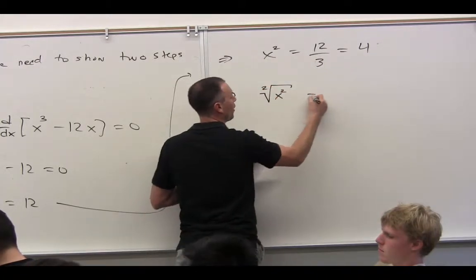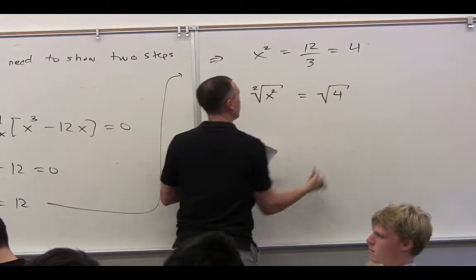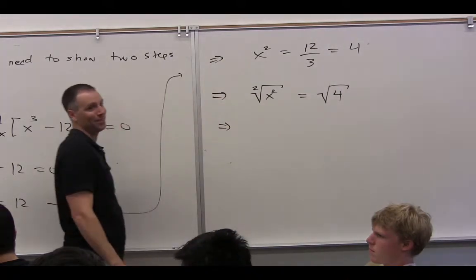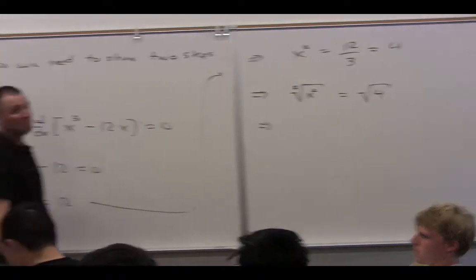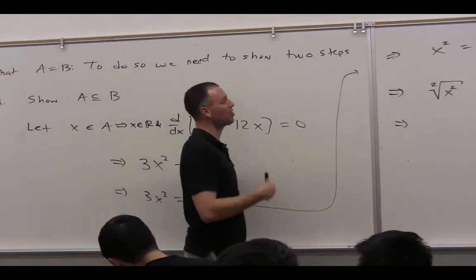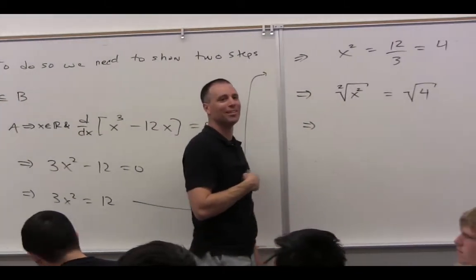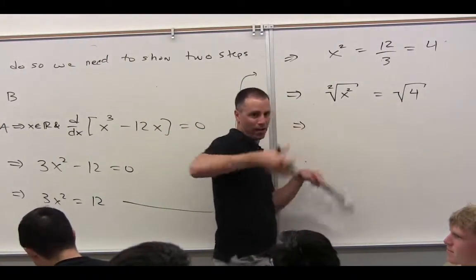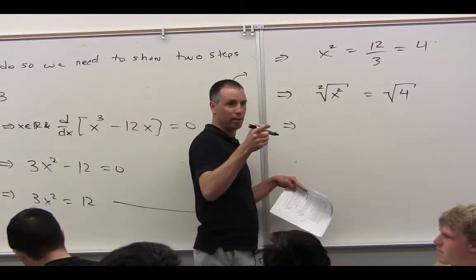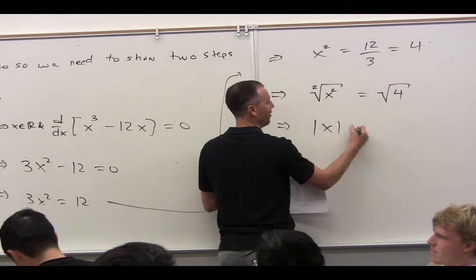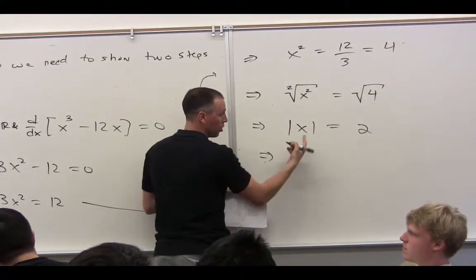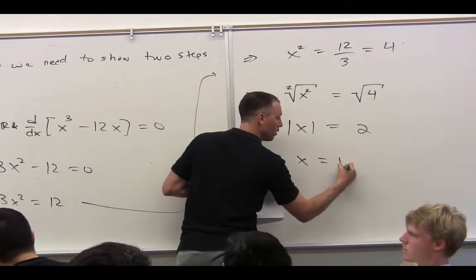Okay, now I have the square. How do I get rid of a square? Square root. What's the square root of x squared? Try again. Yeah, and what do you call that? Absolute value. All right. And then, how do you solve that absolute value inequality?